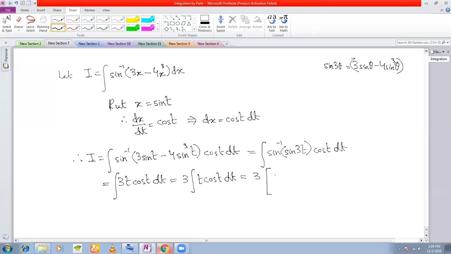Because this is a product of algebraic and trigonometric functions, according to that rule, you take the algebraic function as your first function. So t integral cos t dt, minus integral of the derivative of t into the integral of cos t dt, and the whole thing is dt.